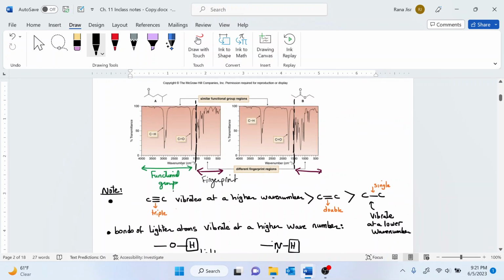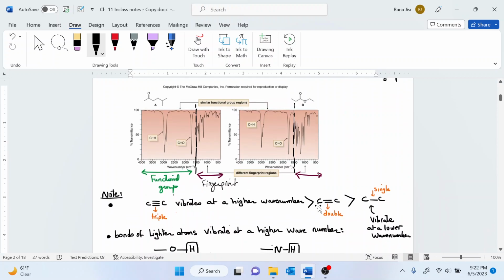So we said that every single bond vibrates. We have single bonds, double bonds, and triple bonds. If we want to compare the vibration of the triple bond versus the double bond versus the single bond, the triple bond always vibrates at a higher wave number. Higher wave number means this region here, because as you go above 1500, you are increasing the wave number. So we're expecting that carbon triple bond carbon to vibrate at a higher wave number than a carbon double bond carbon, than a carbon single bond carbon. Carbon single bond carbons normally vibrate in the fingerprint region, at a lower wave number.